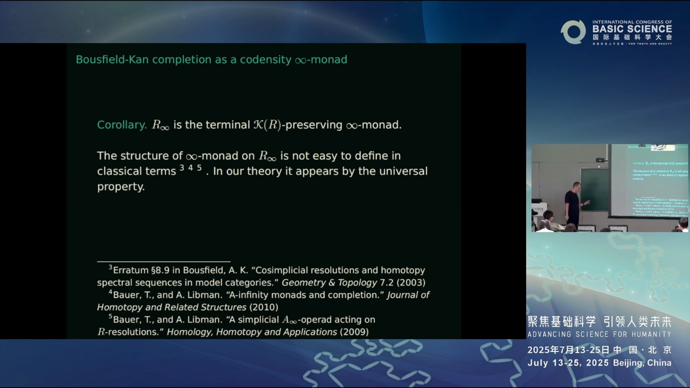So it is tricky. It is tricky to define such a structure. But in our case, it is automatic by universal property. Our universal property of this Bousfield-Kan completion implies that there is a uniquely defined, though not so uniquely as usual, up to some contractible space of choices, structure of infinity monad here.